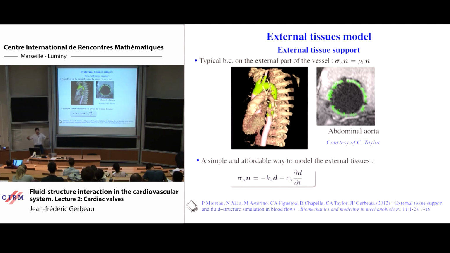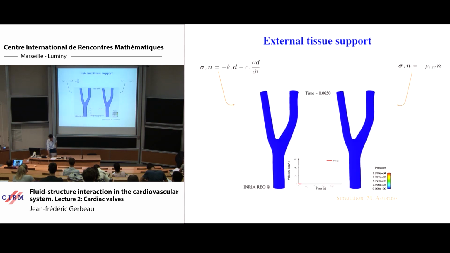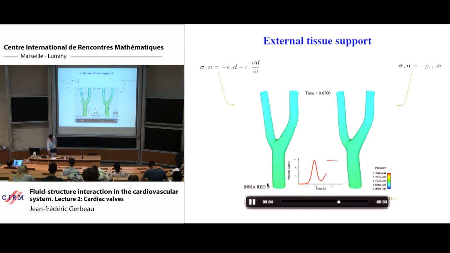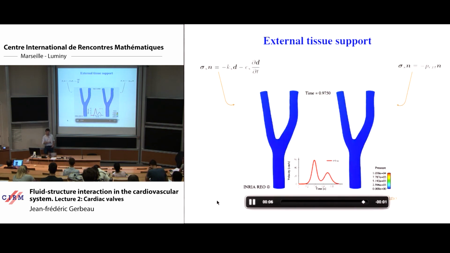Of course, we cannot model everything in the body, so we will take it into account in a very simple way. So instead of taking a constant pressure, we will take these boundary conditions, which are some sort of a Robin boundary condition that will model distributed spring and dashpots outside the artery. And so this will give the answer to the problem I had yesterday.